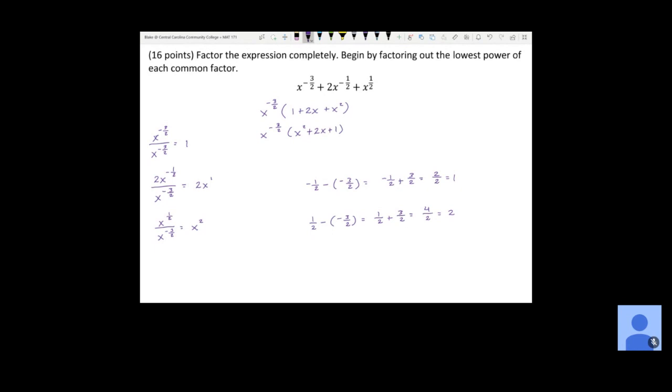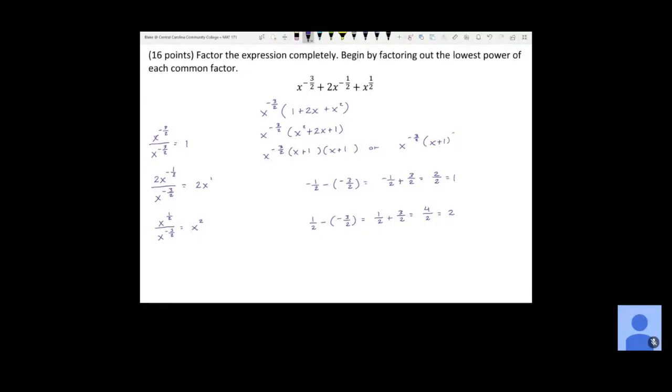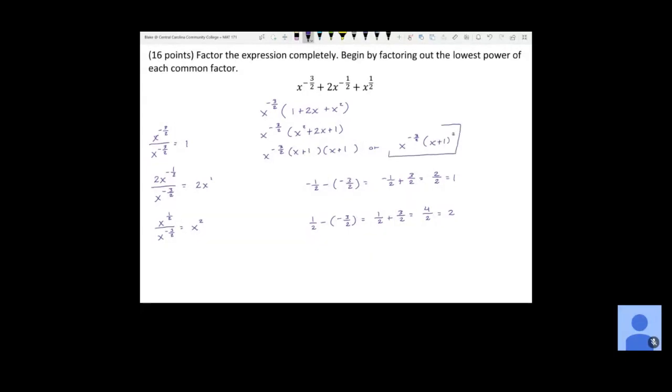Yeah, right. So what are the factors of x squared plus 2x plus 1 going to be? Good, right? So they're both going to be x plus 1. So we have an x plus 1 times an x plus 1. Or if you want to put those together, then that's going to give us x to the negative 3/2 times x plus 1 squared. So this right here would be our final answer now. Any questions on that one?